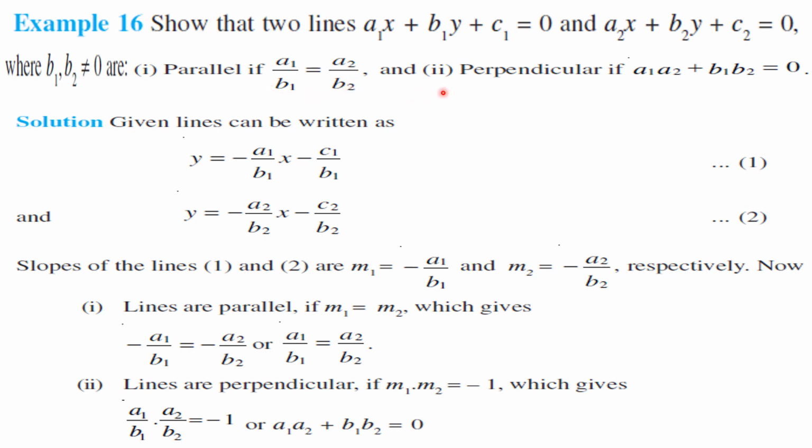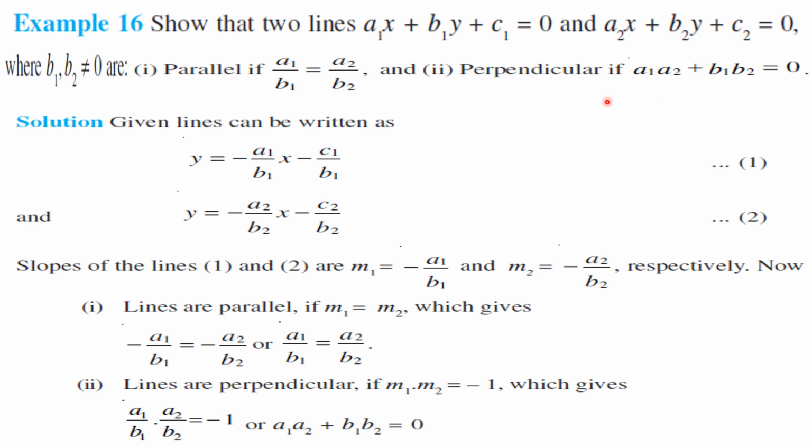And the second part of this question is perpendicular if a1 a2 plus b1 b2 is equal to 0. Understood this question, my children? Yes. There are two parts of this question. First part is we have to prove that the two lines are parallel if a1 by b1 is equal to a2 by b2. And the second part of the question is we have to show that the two lines are perpendicular if a1 a2 plus b1 b2 is equal to 0.